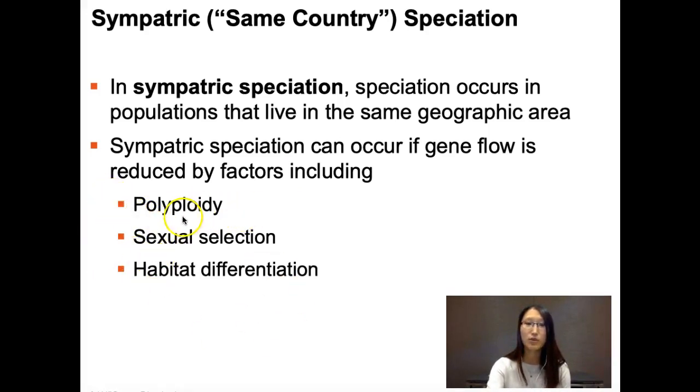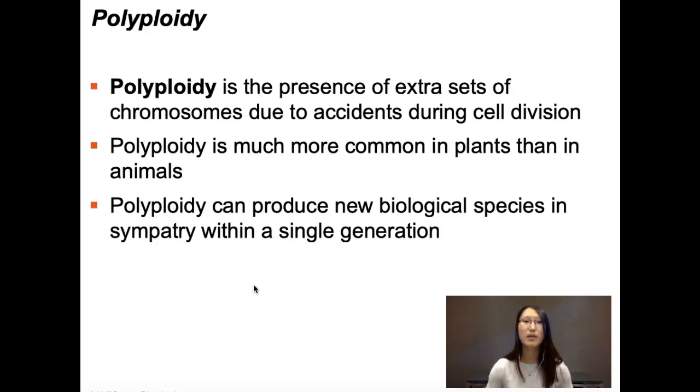The first one is called polyploidy. The second one is called sexual selection. And the third one is habitat differentiation. So we'll talk about each one of those. We're going to start with polyploidy.